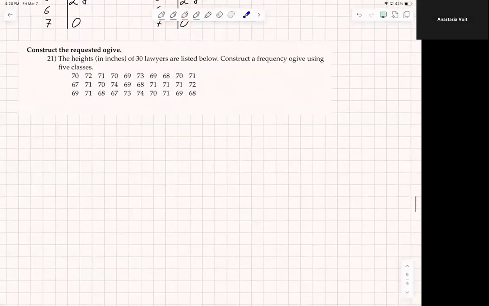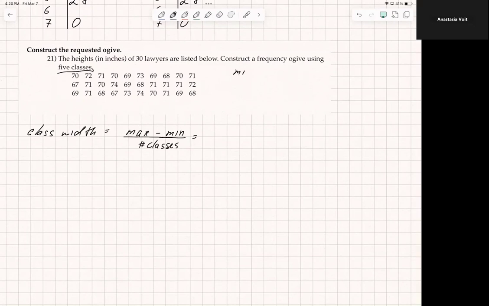Now, the last question for this sample is construct an ogive, right? So we have 30 lawyers. Oh, and sorry, the heights of 30 lawyers. We want to construct the frequency ogive using 5 classes, right? Okay, so now again, to find the class width, we need to find what is our max. And we want to find our min. And the number of classes that we want is going to be 5.